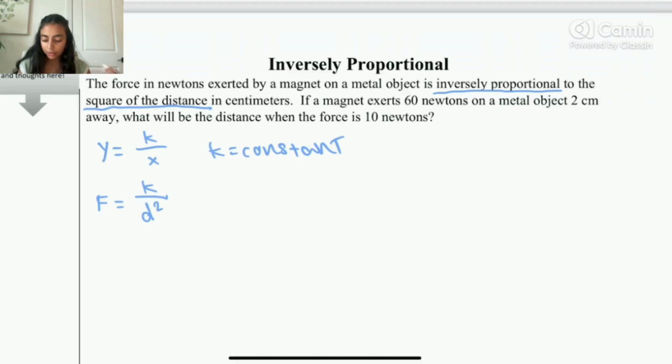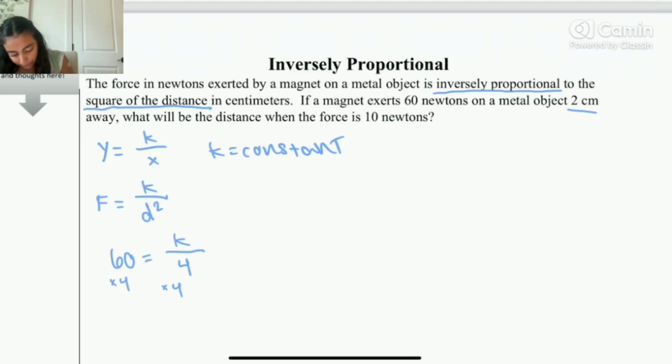And we're looking for what the distance will be when the force is 10 newtons. So we need to find what our k is going to be with the information that we have. Here we know that 60 newtons equals k over distance squared, and our distance is 2 centimeters. So 2 squared is 4. We can multiply both sides by 4, and that's going to be 240 equals k.